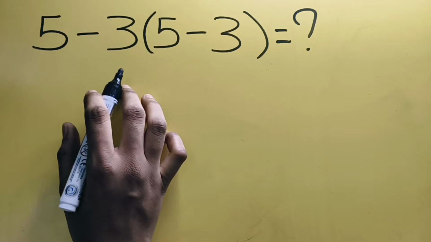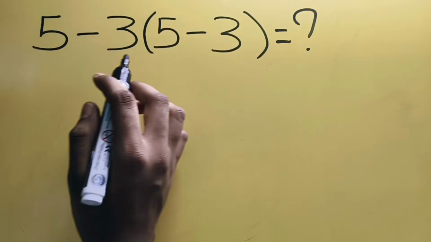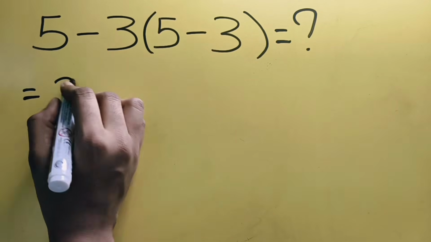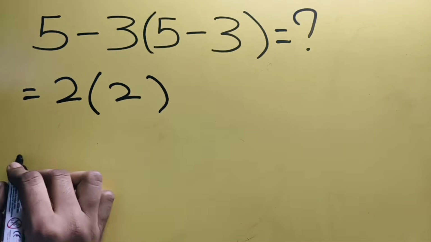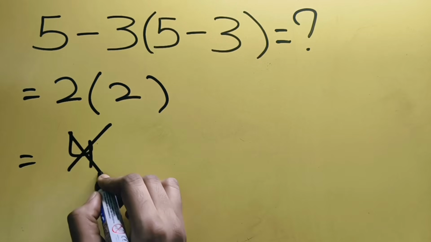Here in this question, we need to find the value of 5 minus 3 into 5 minus 3. So first, 5 minus 3 is 2, into 5 minus 3 is 2, equals 2 into 2 is 4. But this is the wrong method.